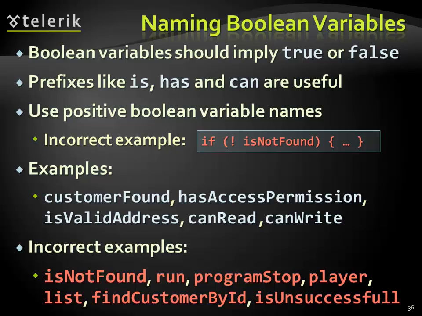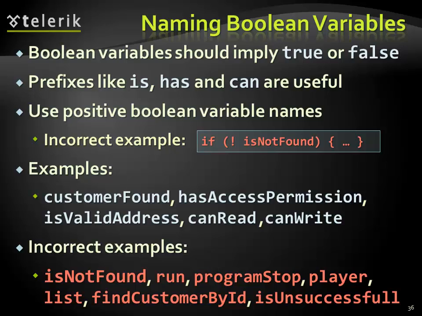But it is still clear, so you can use either valid address or is valid address, positive balance or is positive balance, is prime, and other examples. Incorrect examples would be not found, run, program stop, player, list. Well, neither player nor list can answer the question, is it true or false.